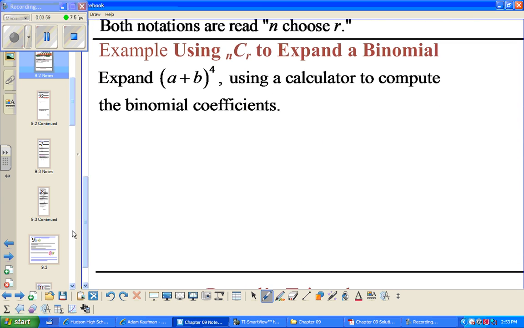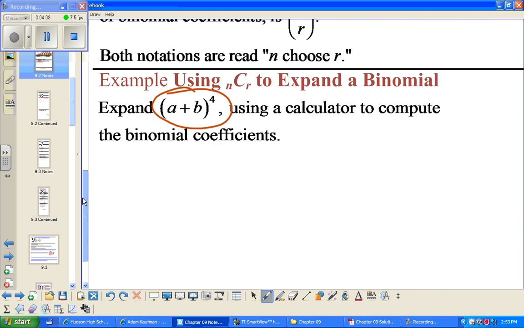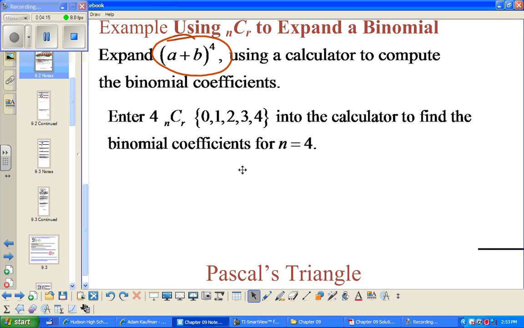A real quick way of doing that is we're going to use our calculator to help us. So if I want to expand a plus b to the 4th, I know that I did that up here, but a way to get the coefficients is to type in to your calculator 4 and then your combination button, and you're going to use these brackets with 0, 1, 2, 3, 4 in the calculator to find all the binomial coefficients when n is the 4th power. I'll show you how to do that here.